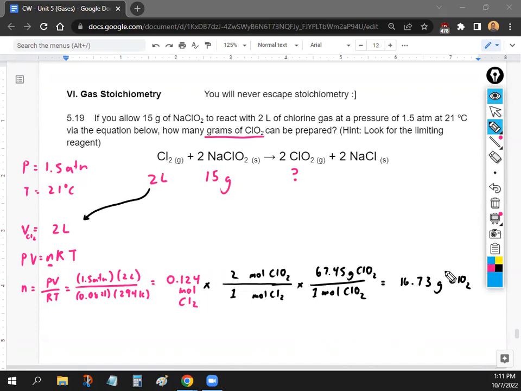Now we have to do one more calculation because we have a different starting value. That way we need to find the limiting reagent. But from here, it's just regular stoich. We have 50 grams of NaClO2. And then from there, we just do regular stoichiometry. Okay, so we have to convert this into moles. 1 mole of NaClO2. I didn't write down the molar mass. What's the molar mass?